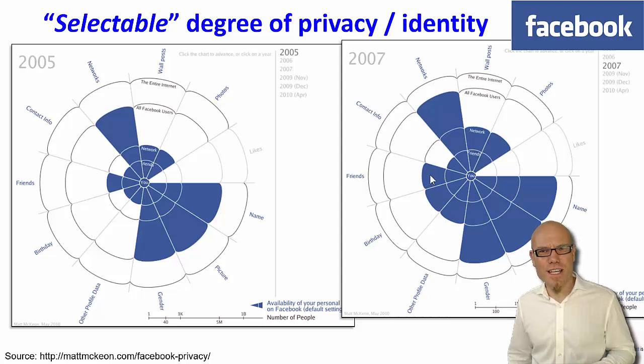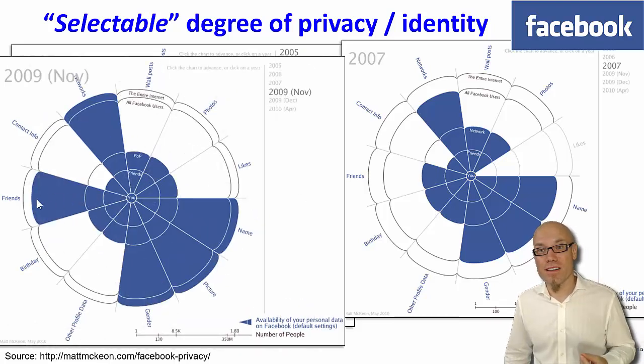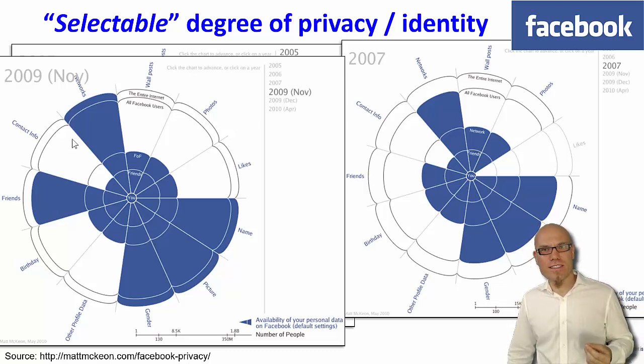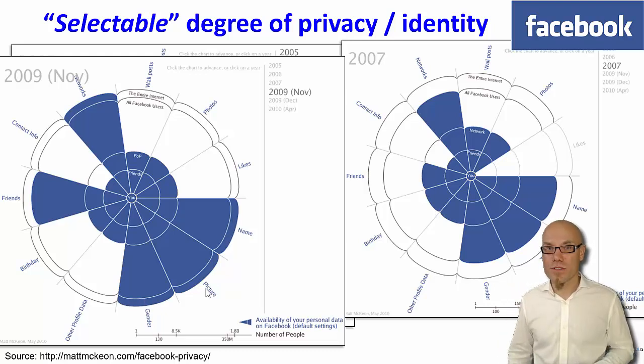2 years later, in 2009, by default, all other Facebook users could see who your friends are. And everybody on the entire internet could see what your networks are, and they could see your name, your picture, and your gender by default. That means you could then select not to share it, but by default, that was the selection.